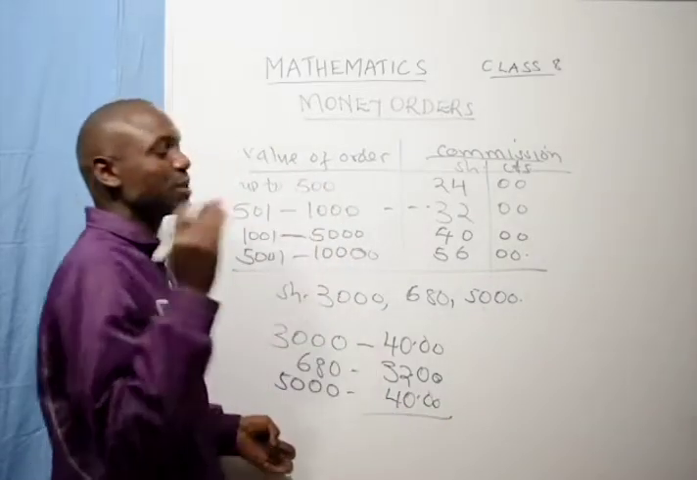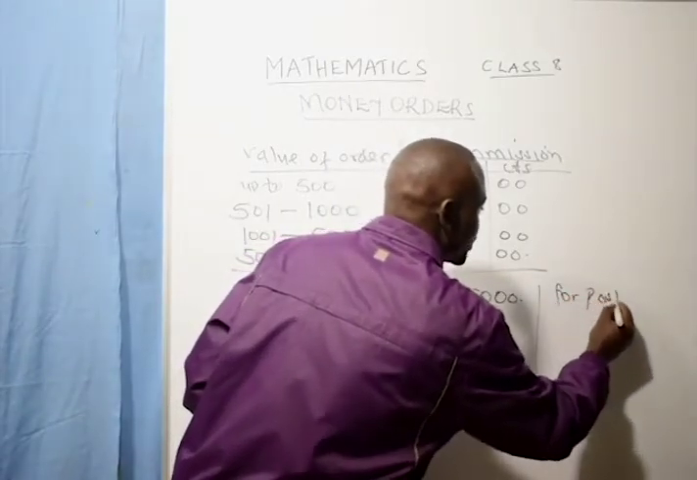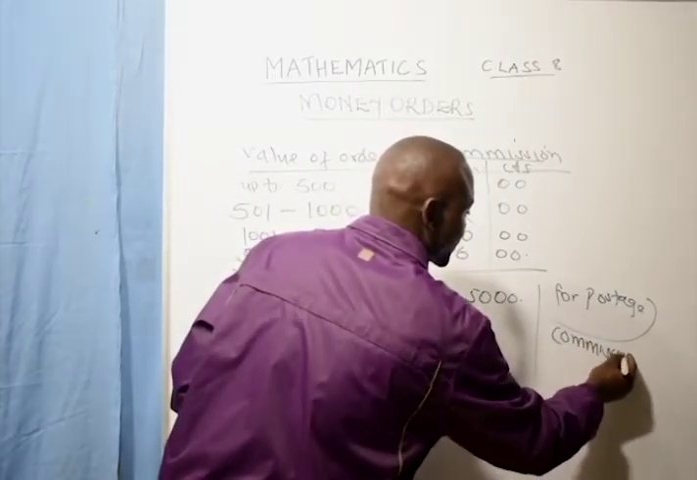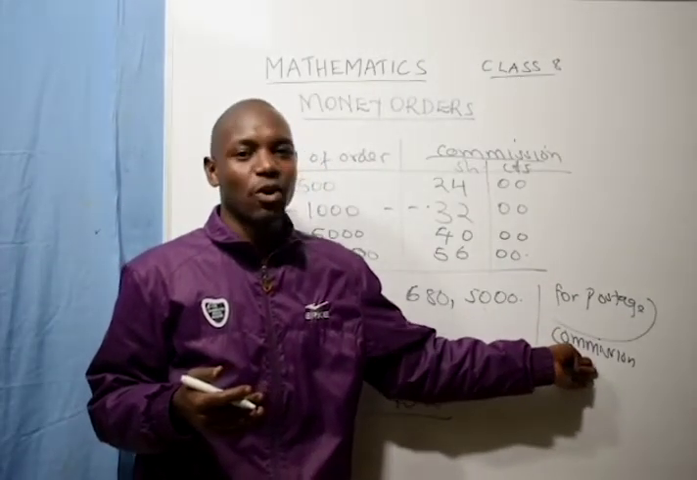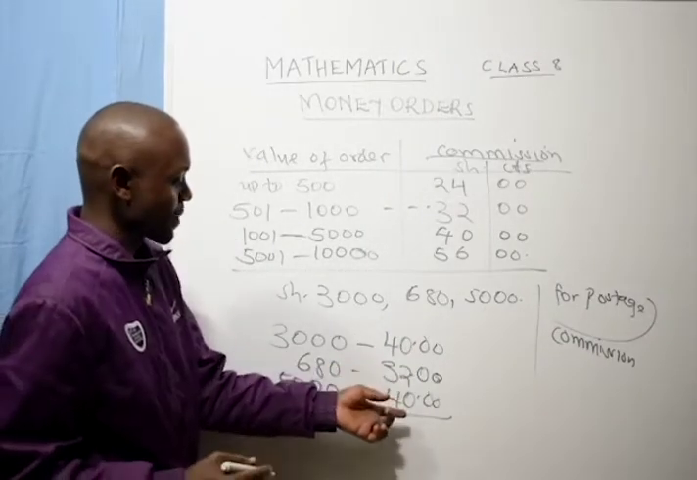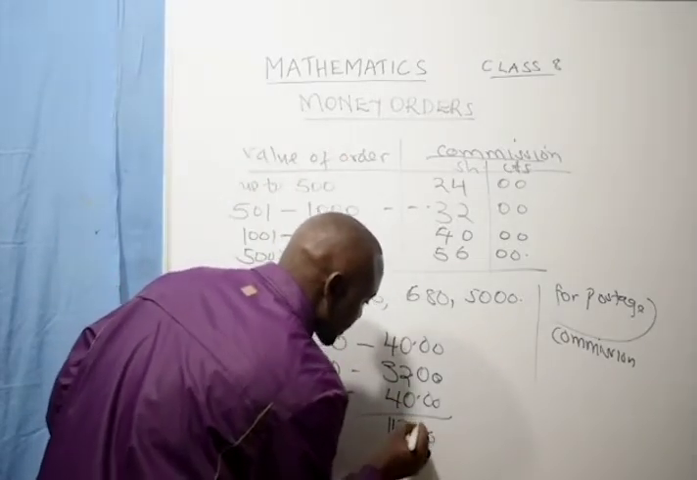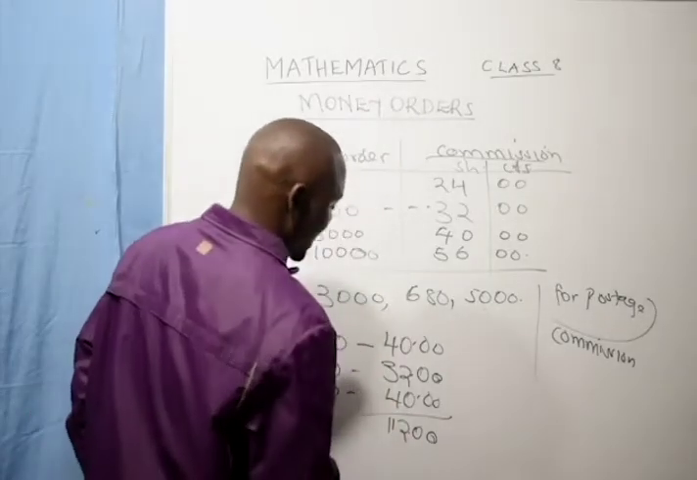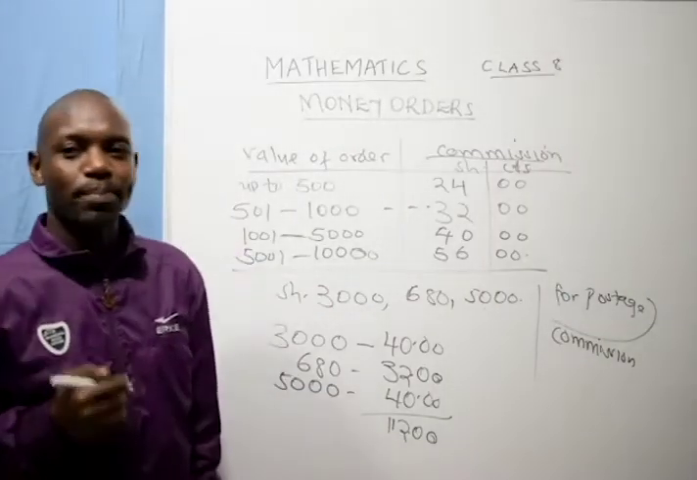So, how much money did he pay for the postage? This question is telling you to calculate the commission. So in this case, the commission is 40 shillings plus 32 shillings plus 40 shillings, which is 112 shillings.